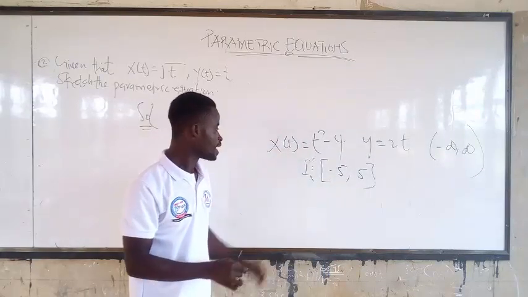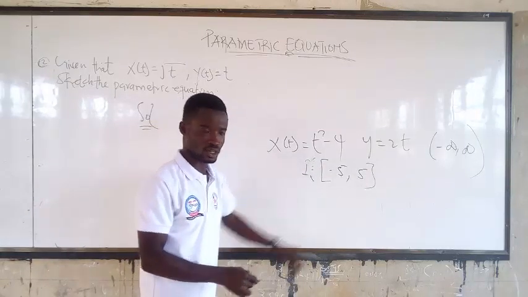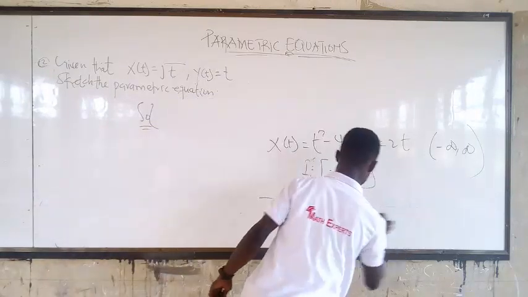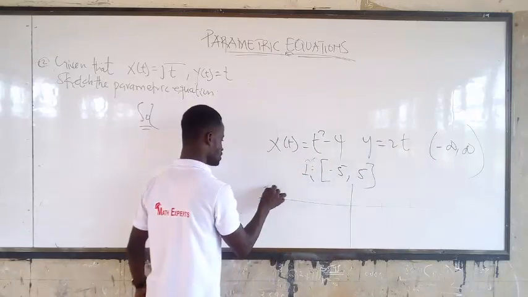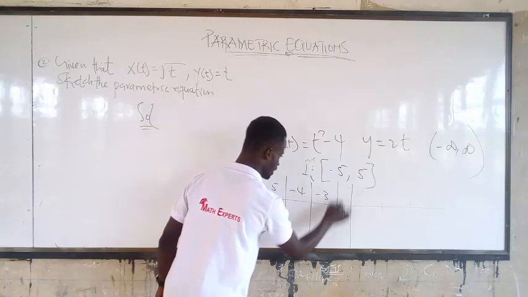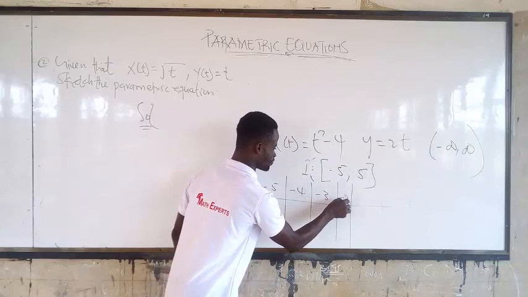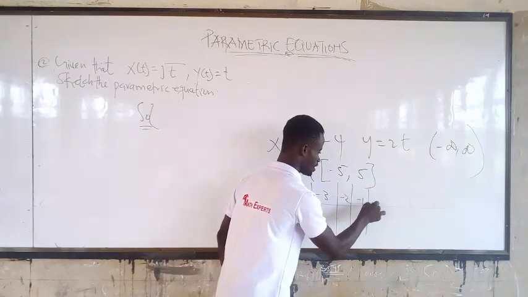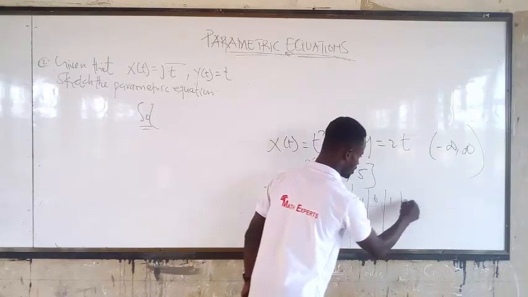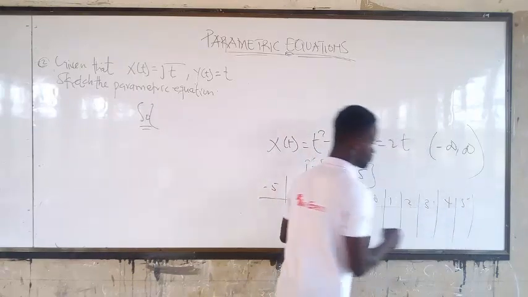Okay? Negative 5, I'm giving you the idea before I come to this. Negative 5 to 5. So that on the table, I'll start negative 5, negative 4, negative 3, negative 2, negative 1, 0, 1, 2, 3, 4, 5.